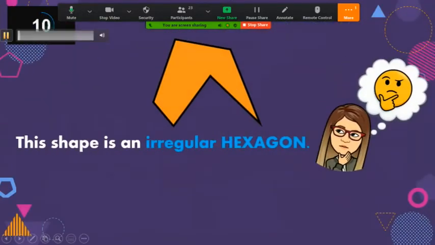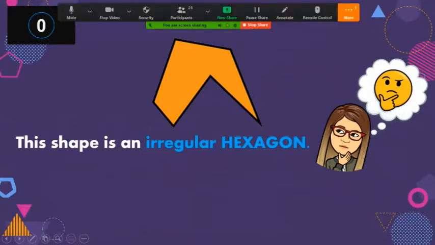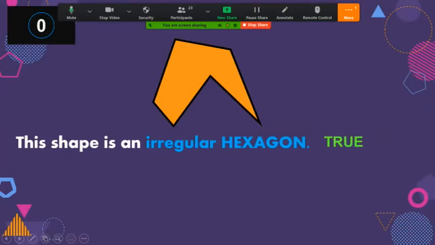You have 10 seconds to answer. This shape is an irregular hexagon. Left or right? False or true? Good job, Alvarez. I can see you jumping very high. True. Yes, you have to jump to the right. So this shape, class, is an irregular hexagon. It's a hexagon, but it's irregular because the sides and angles are not equal. So it's true.